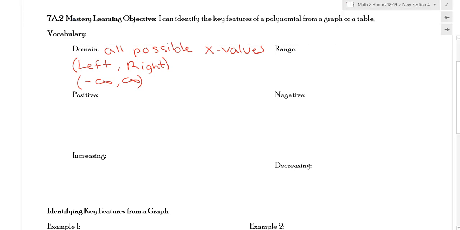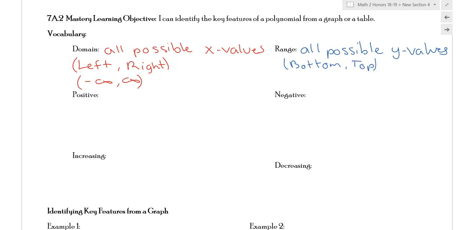Our range is all possible y values. And for range, we always go from bottom to top. And for range, you can have a few different things. A lot of times it'll be like the lowest point to infinity, or negative infinity to the highest point, and some of them will be negative infinity to infinity. Okay. So we'll kind of look at that one more too.